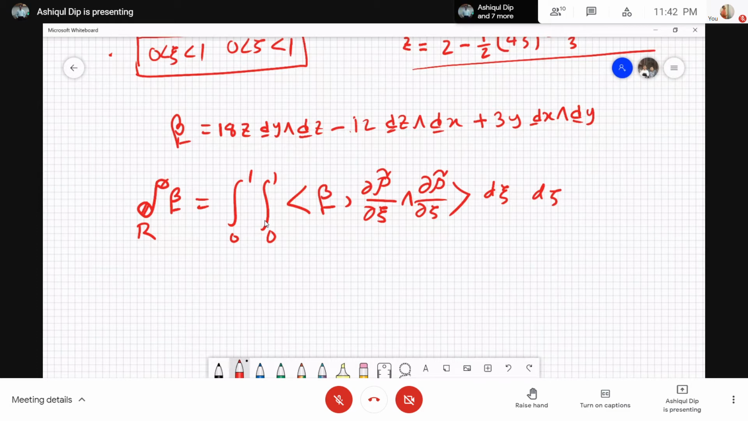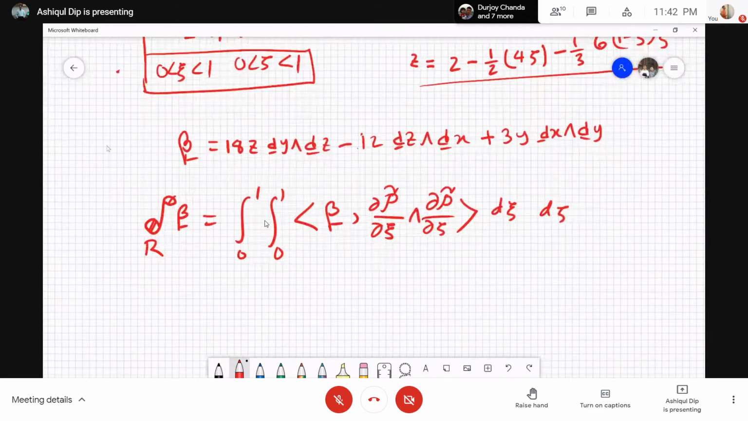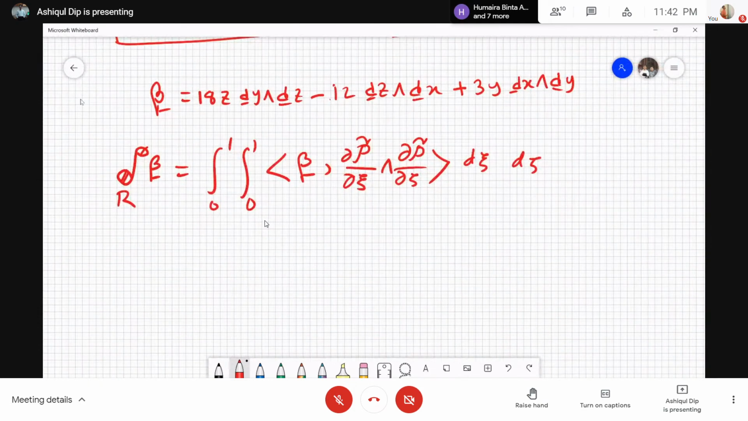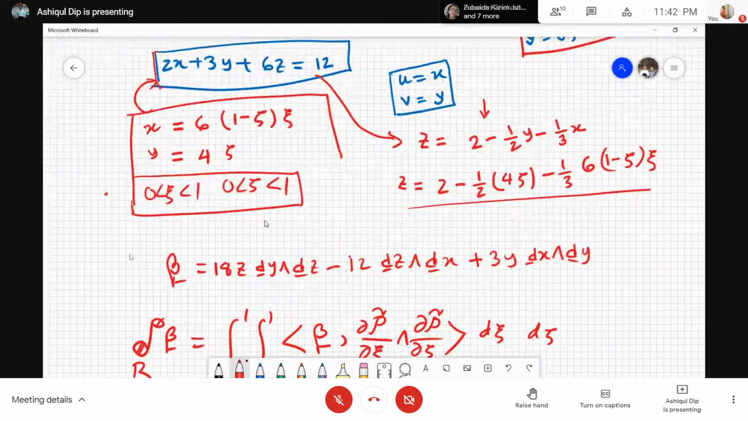Which one do you want to do? Do you want to change your beta in terms of new coordinates? I think that will be the simplest one. Okay, so let's figure out dx in terms of those variables. So if you take d over there, what do you get?